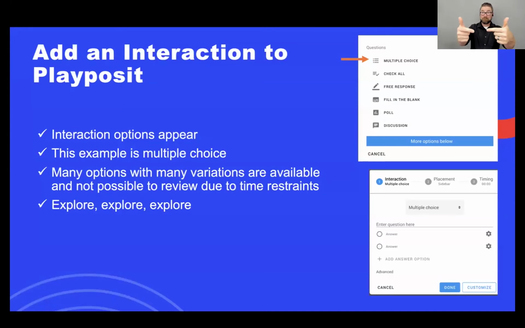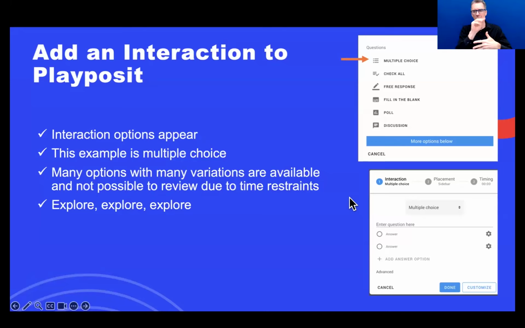So I chose the button add an interaction, and then you get a box like you see on the top here. What kind of question do you want to ask? A multiple choice, a check all, a free response, fill in the blank, a poll or a discussion. So for this exercise, I chose the very top one, multiple choice.